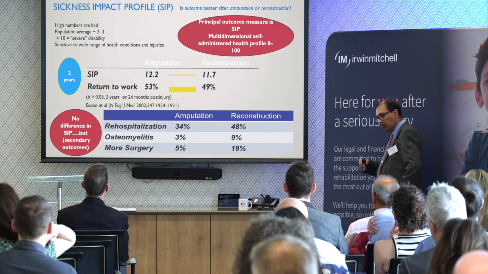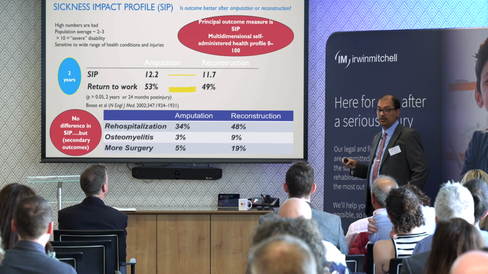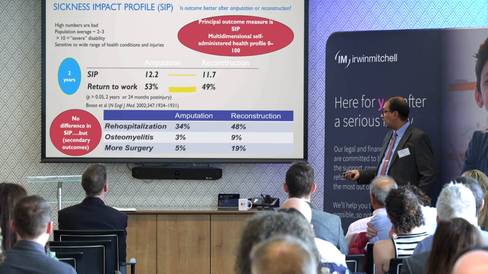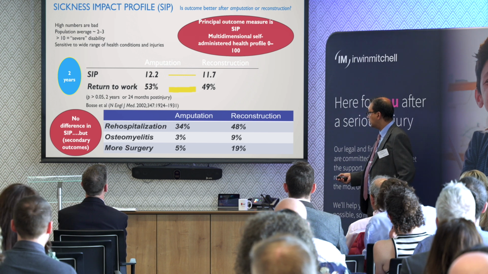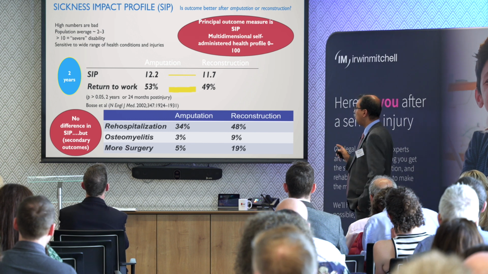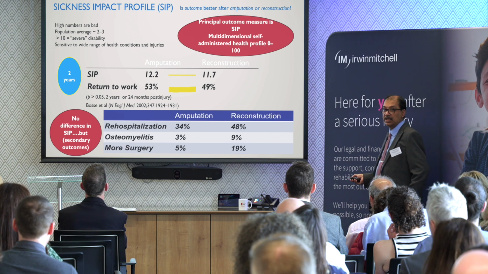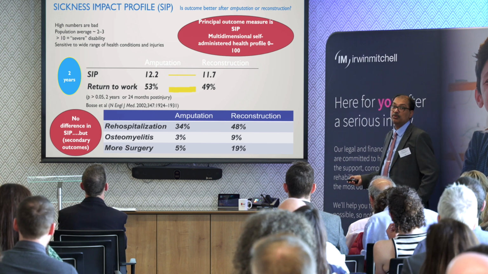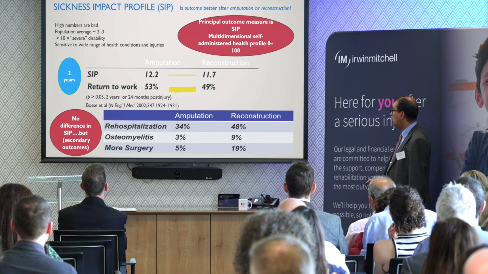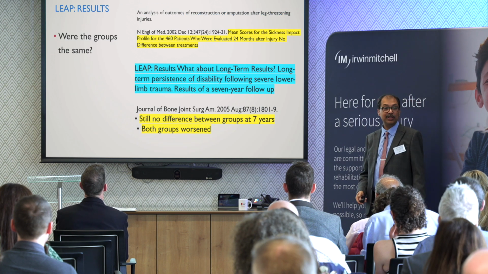So they found some more outcomes other than the SIP and the return to work, and this is the result. Rehospitalization for complication in 2 years' time: reconstruction is 48%, amputation, those people who had amputation, is just 34%. Osteomyelitis is more, surgery is more. It's already finished time.